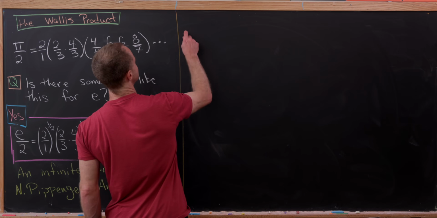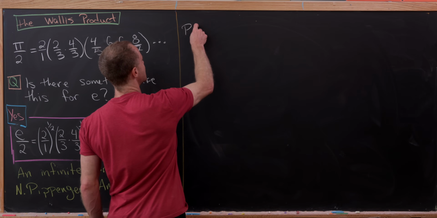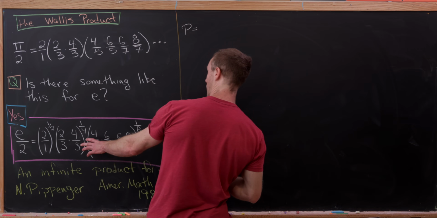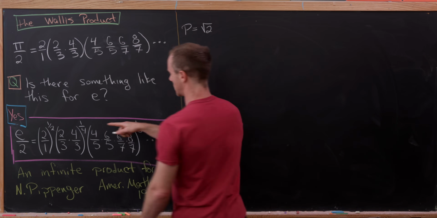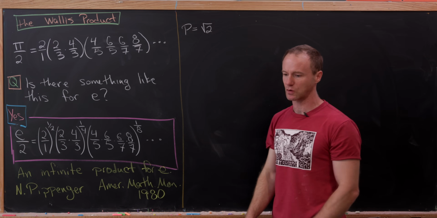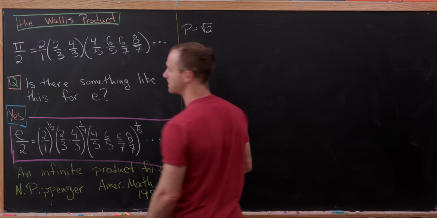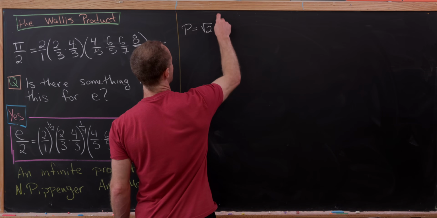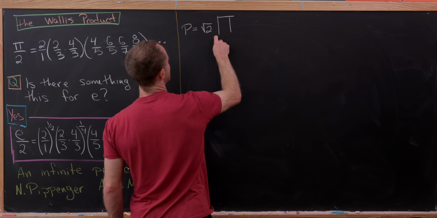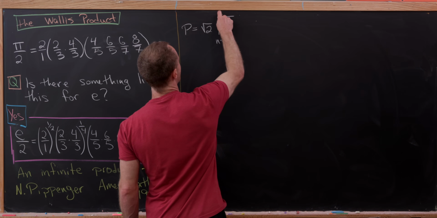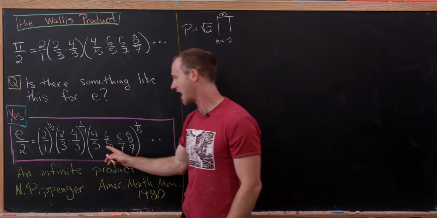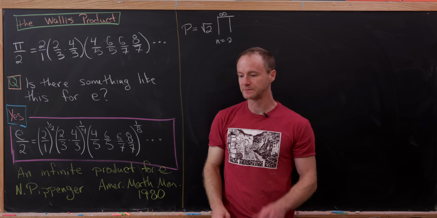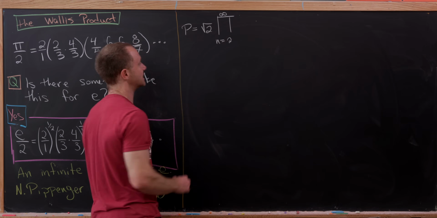So I'm going to introduce some notation. Let's set P equal to our product. I'm going to take this 2 over 1 to the half and just write it as the square root of 2 out front. And then after that, we'll have the product as n goes from 2 up to infinity of, well, we've got to see some sort of pattern for all of these terms. And here's the pattern that we'll need.